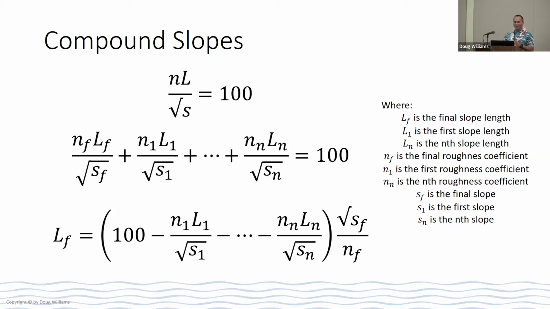Unless you want to. But we could sum up the roughness coefficient, slopes, and lengths for all these slopes, and the sum should be 100 or less, right? If it's natural surfaces, 50 or less. But if you rearrange those, we could solve for that final slope length of where we need to plan for that transition to shallow concentrated flow.